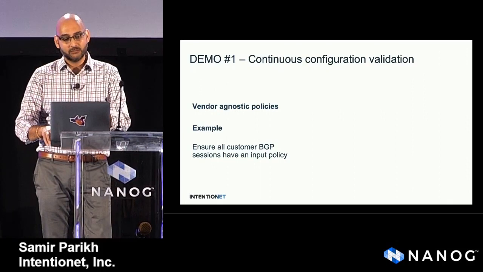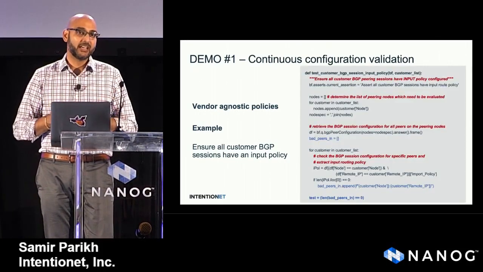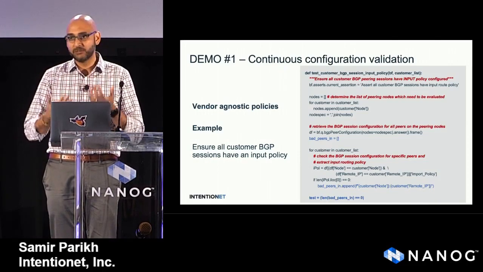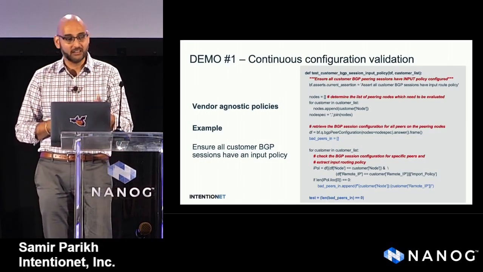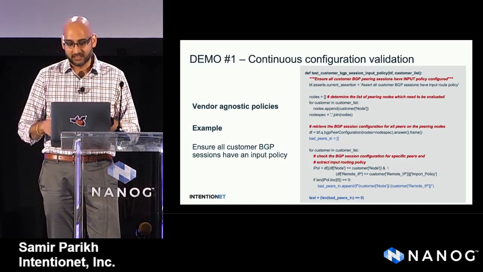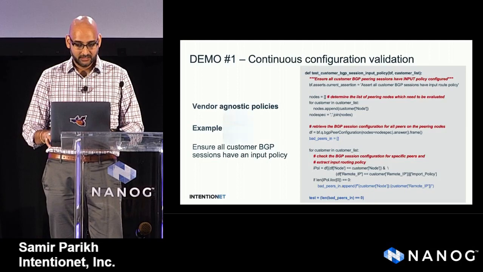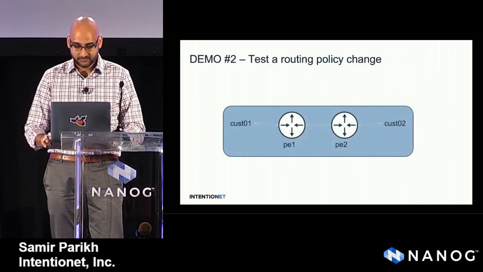Here, I have a policy that makes sure of something simple: that I never configure a BGP session to a customer that doesn't have an input policy. Seems like a pretty basic thing you'd want, and it's easy to encode and write in Batfish in a vendor-agnostic way, so you don't have to worry about the differences in how vendors express policy and attach policy to peering sessions. Let me show you that in action.